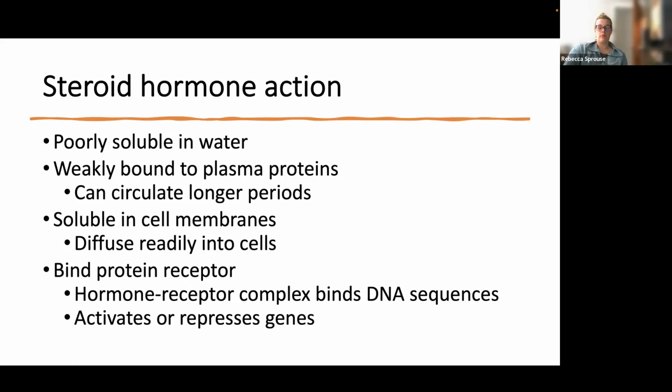And so if you remember the central dogma, right, DNA is transcribed into RNA, which is translated into protein. And once this hormone receptor complex gets into the nucleus, it binds up DNA sequences, forms a recipe or an mRNA sequence, and then that's going to translate into protein, most typically activating or repressing genes.